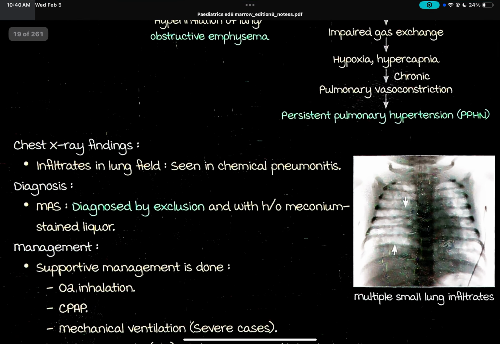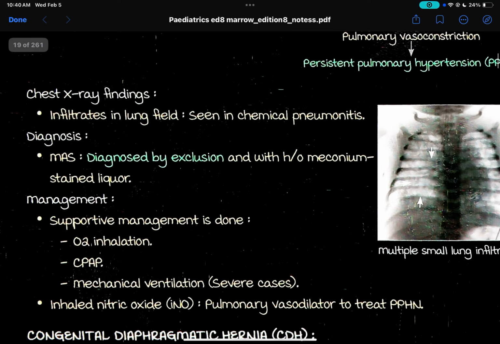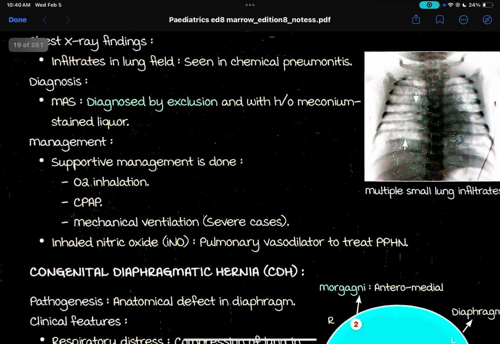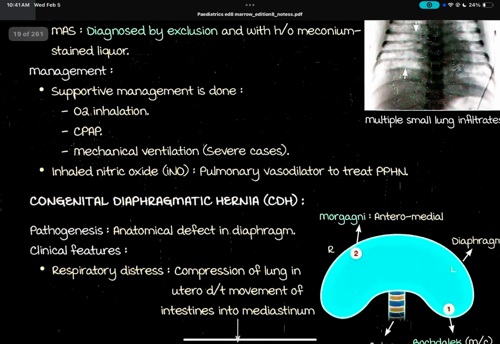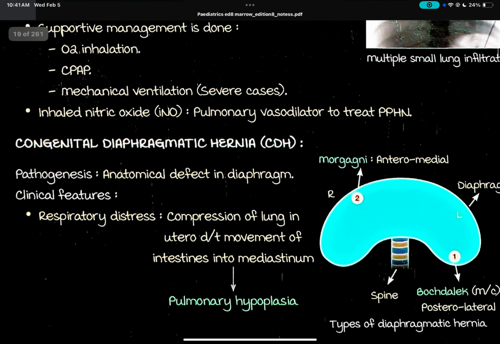Chest X-ray findings: infiltrates in lung fields seen in chemical pneumonitis. Here you can see small chest X-ray infiltrates. Diagnosis: meconium aspiration syndrome is diagnosed by exclusion and with history of meconium stained liquor. Management: supportive management is done by O2 inhalation, CPAP, mechanical ventilation in severe cases, and inhaled nitric oxide, a pulmonary vasodilator, to treat persistent pulmonary hypertension.